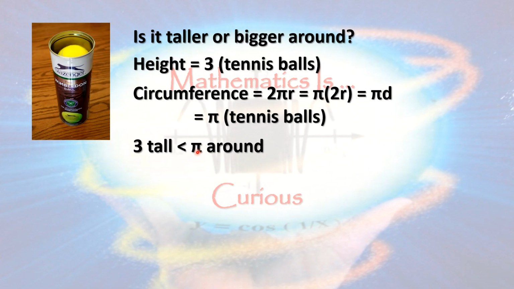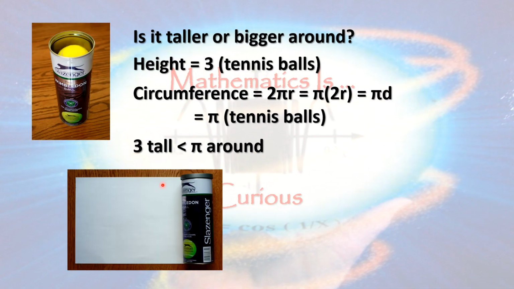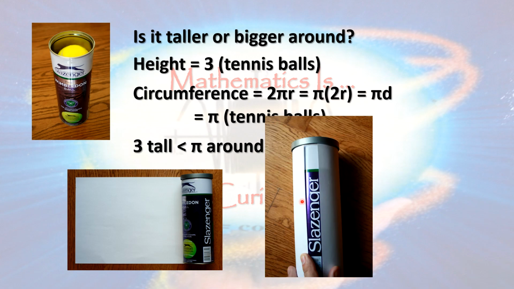The can is pi tennis balls around. That's greater than the height of 3 tennis balls. It happens that it is easy to demonstrate this result. The can of tennis balls is almost exactly the width of a standard piece of paper. If you wrap the piece of paper around the can, you will find that it does not quite wrap all the way. The can is larger around than it is tall. And this gap gives you a visual for how much pi is larger than 3.